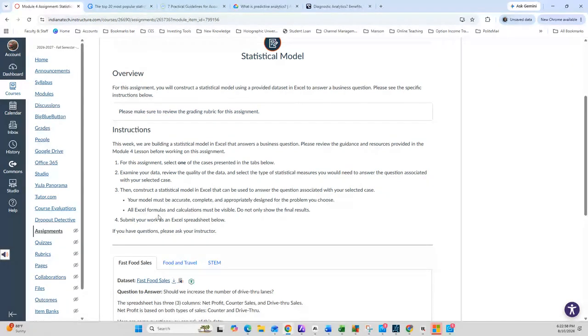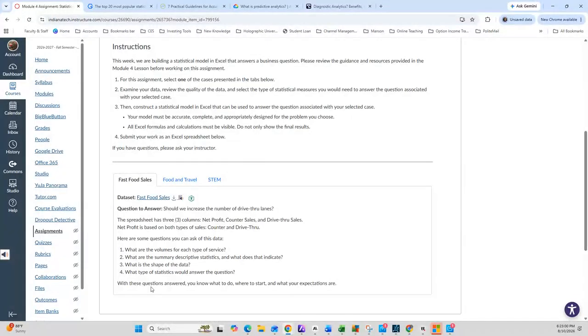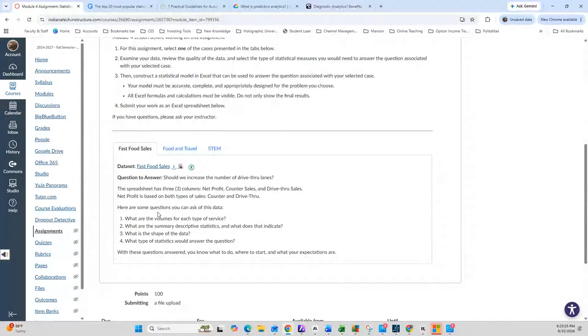All right. And so here you have a fast food data set. So notice here the question to answer is, should we increase the number of drive-through lanes? Okay. So this spreadsheet has three columns: net profit, counter sales, and drive-through sales. Net profit is based on both types of sales, counter and drive-through. So here are some questions you can ask of this data set.